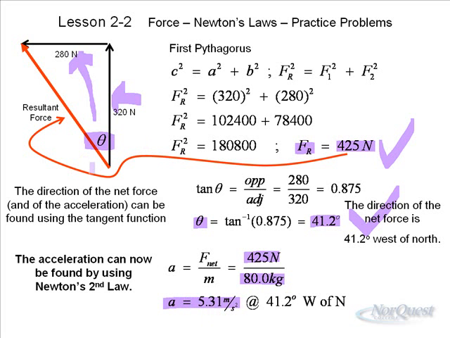and the angle will be west of north, because of course the first tackler was going north, the second tackler was going west, and so we end up going in a sort of northwesterly direction. Now, it's a little more north than west because the 320 is a little bigger than the 280, and so we end up going 41 degrees or 41.2 degrees west of north. Now, we could also give this answer in terms of so many degrees north of west, but this is a good response to this particular question.